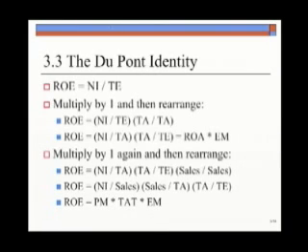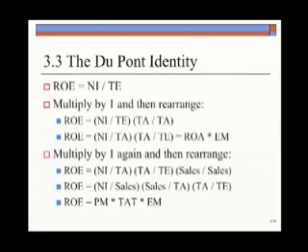So we now see that there are 3 components that make up the return on equity. The first is the profit margin. The second is how quickly assets turn over, total asset turnover. And the third is the equity multiplier.